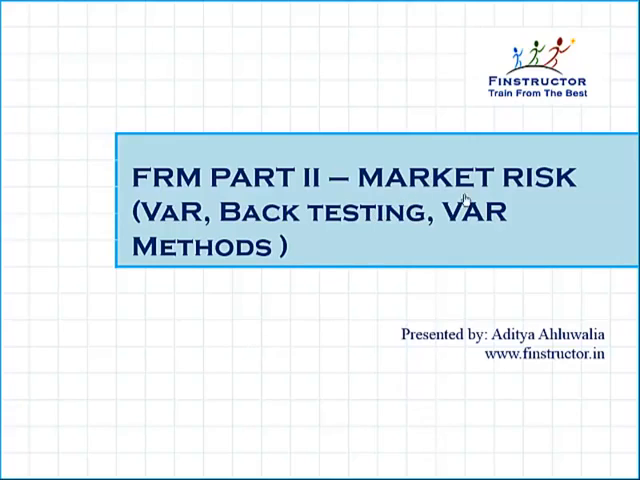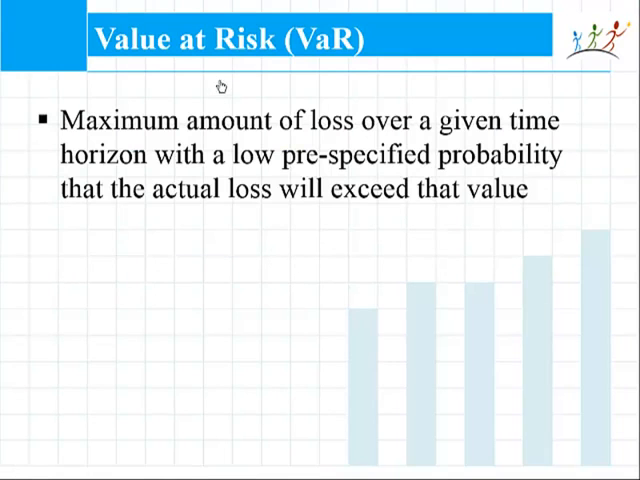So in this session, we'll talk about value at risk, the process of backtesting value at risk, and review the various VAR methods. So value at risk is defined as the maximum amount of loss over a given time horizon with a low pre-specified probability that the actual loss will exceed that value. We'll understand with an example.